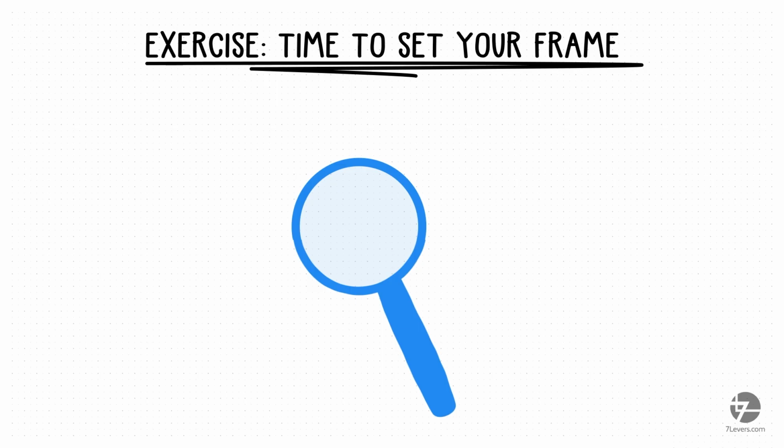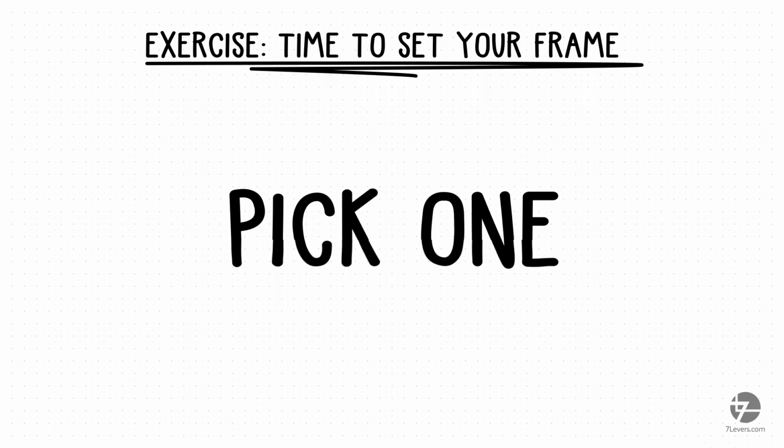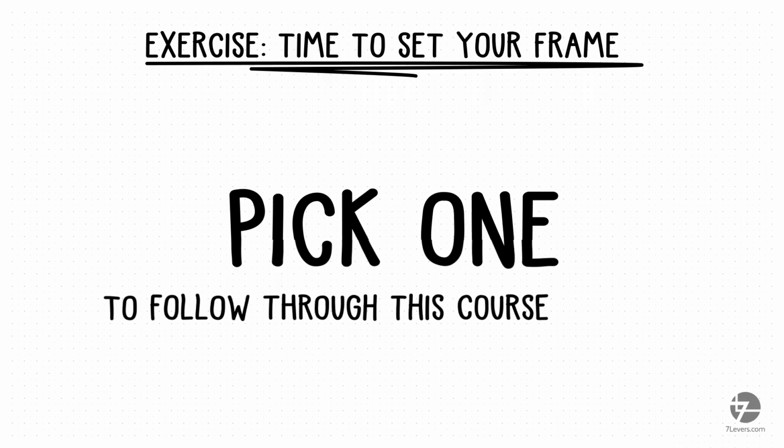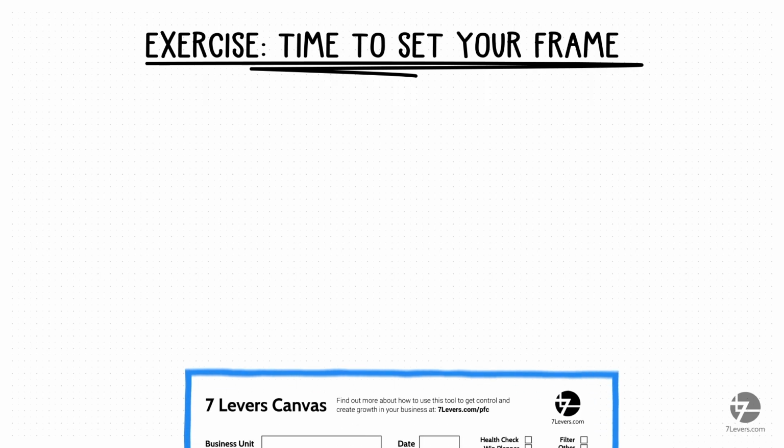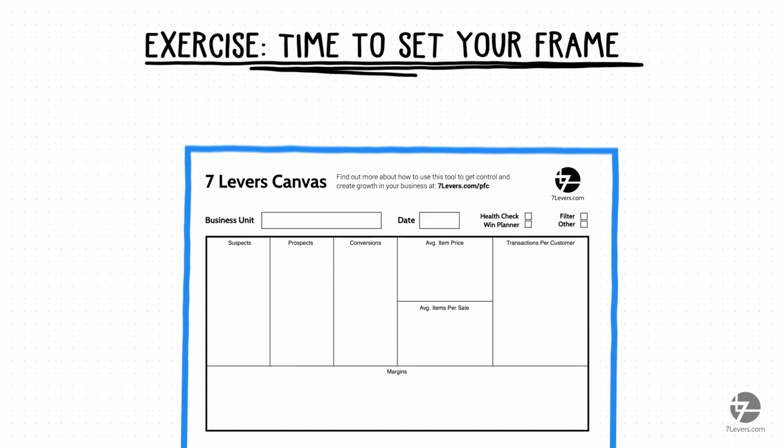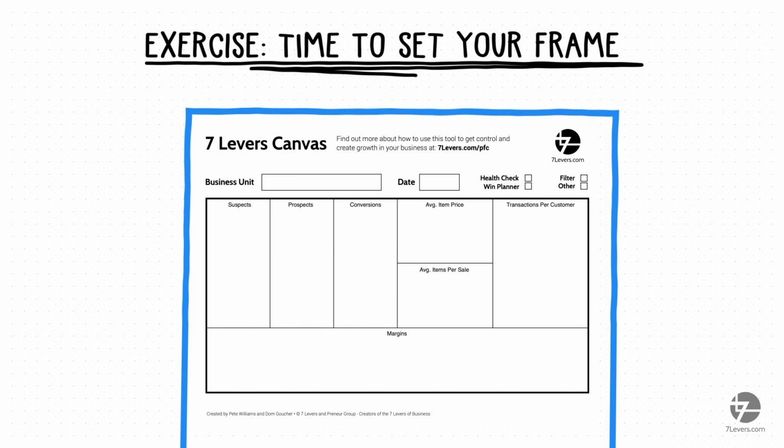Whatever you do, however you come to the conclusion, when you've defined your frame, if you do decide that there might be more than one set of 7 levers, then you should pick one to go through and follow through this course material for the first time. Don't try and address multiple sets of 7 levers at the same time in your first attempt. Just pick one and go through the course, and then come back and apply what you've learned to the other sets of 7 levers. Whatever you decide, why not print out a copy of the 7 levers canvas and fill out the business unit box at the top to get ready for the rest of the work that you're going to do.